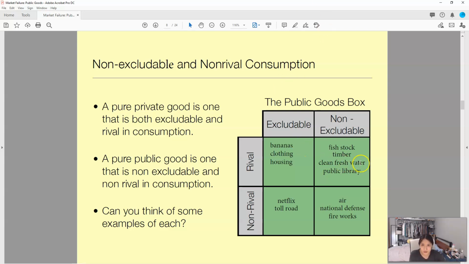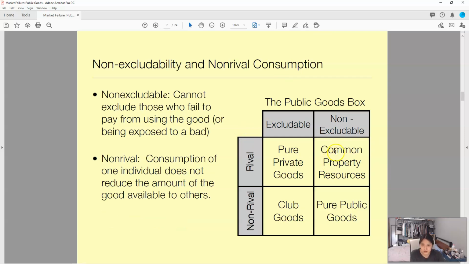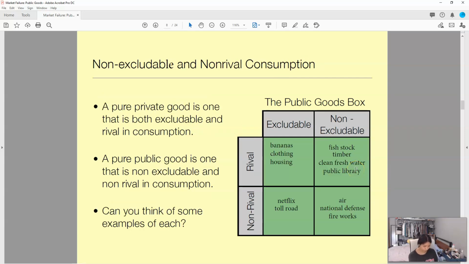The next category would be common property resources. Think about fish, timber, clean fresh water, public library. For example, I cannot exclude you from timber, or from consuming the clean fresh water, or from studying in a public library, right?